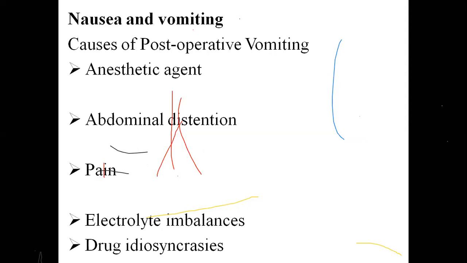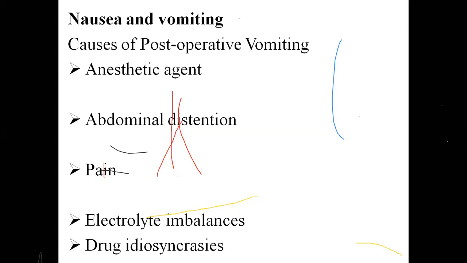Another complication that can arise is nausea and vomiting. The causes of postoperative vomiting are anesthetic agents, abdominal distension, pain, electrolyte imbalance, and drug idiosyncrasies. Some patients react to the painkiller Fortwin. They tend to vomit when you give Fortwin, an anesthetic agent. So this makes vomiting imminent in those patients.